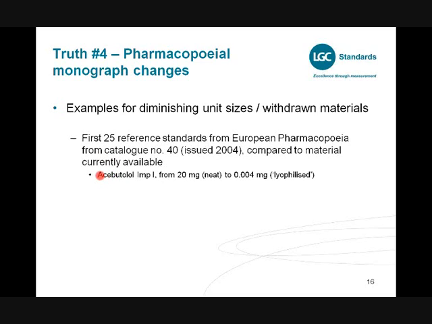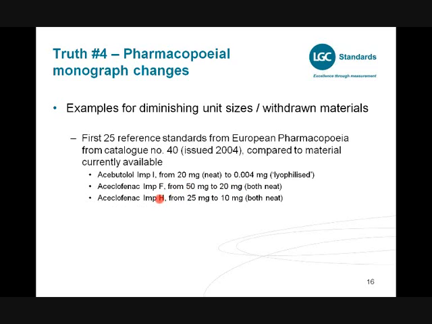So you can see here that for isobutylol impurity I, from 20 milligrams of neat material, this changed to a unit size of just 4/1000 of a milligram of lyophilized material. So you cannot do much more with that than just one check according to the monograph. Aceclofenac impurity F changed in unit size from 50 milligrams to 20 milligrams. Aceclofenac impurity H was downsized from 25 milligrams to 10 milligrams. You can see that here.